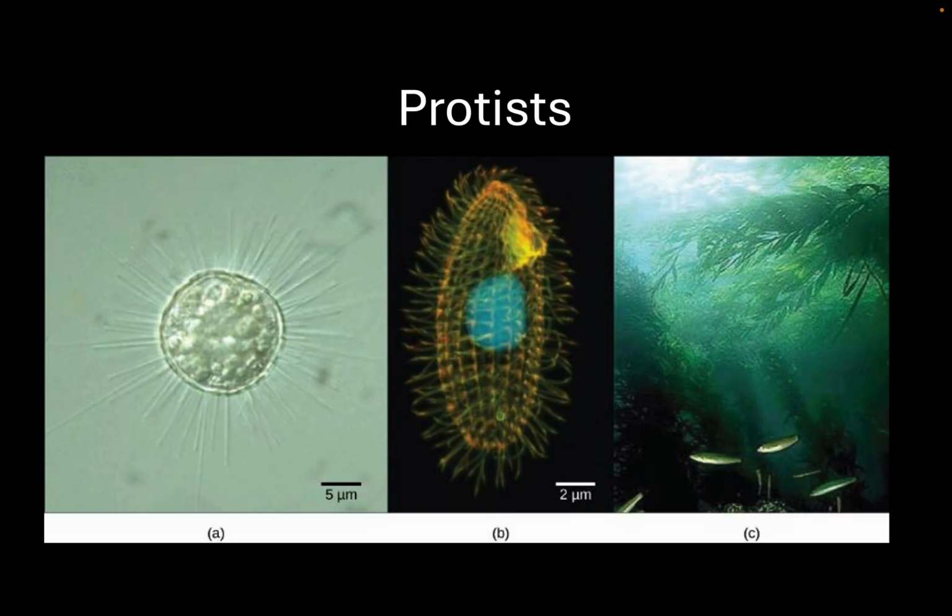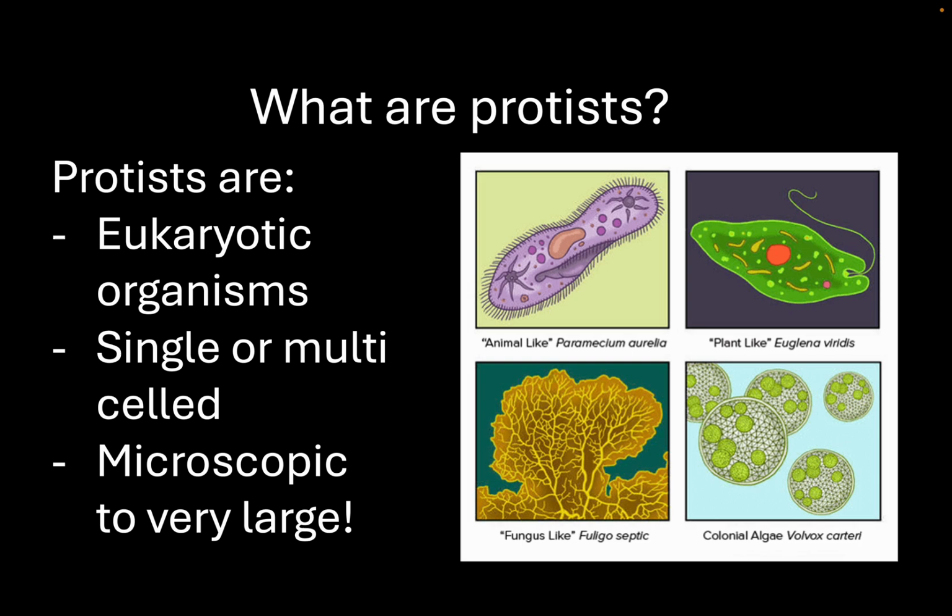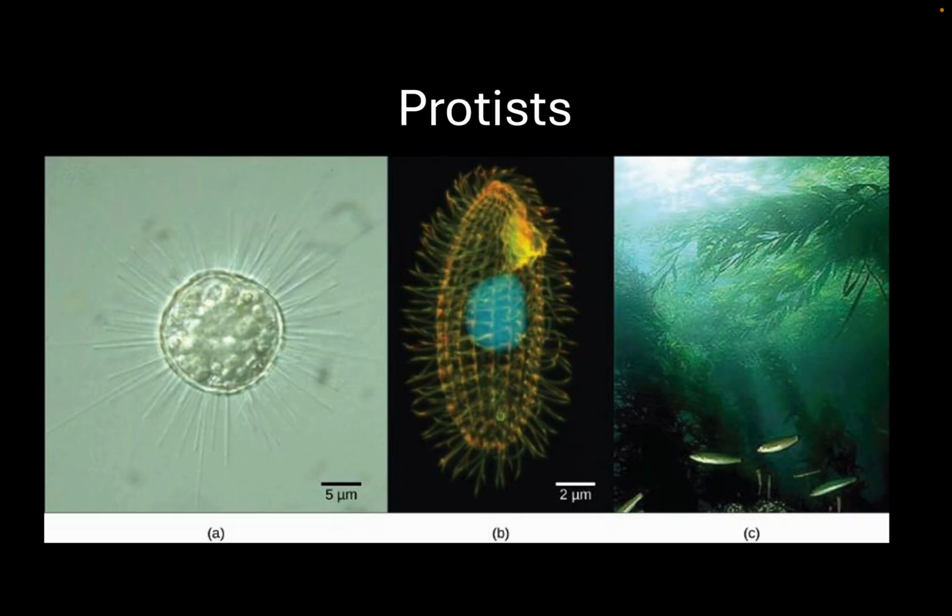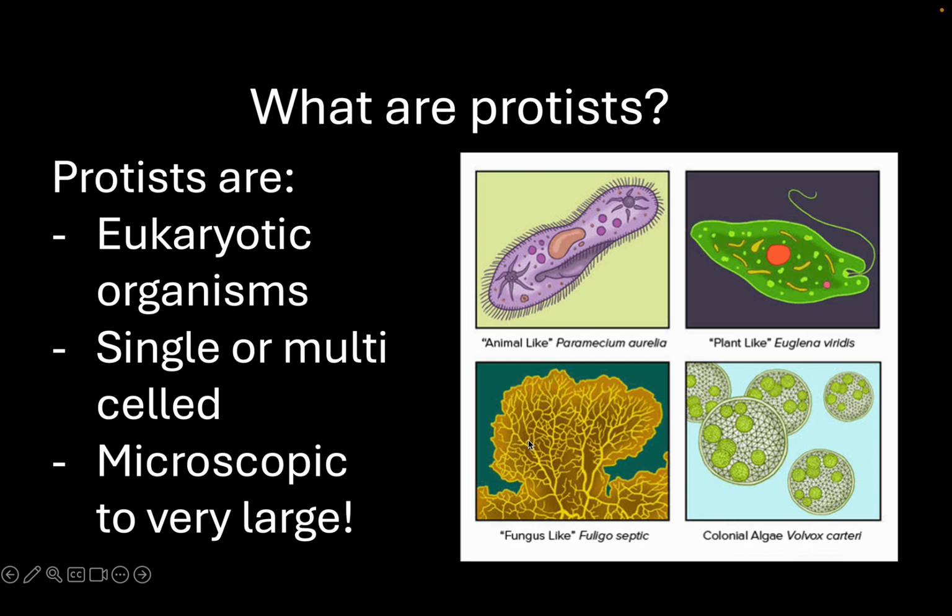These are just a couple photos of groups of protists, and they're very different from the looks of them. If we look at what a protist is, these are eukaryotic organisms. They are single or multicellular, and they range from microscopic to incredibly large. Like the seaweed here is made up of protists. It's a very large organism when it's all together as one. But these other small groups, this is 2 micrometers in width. So very tiny to very, very large.